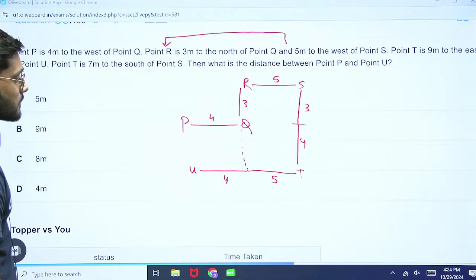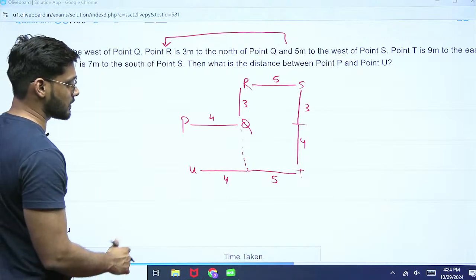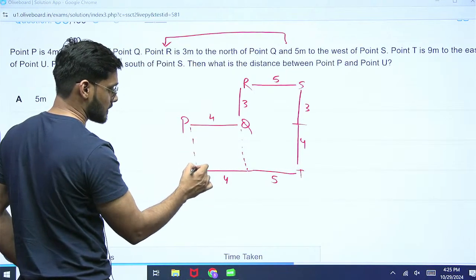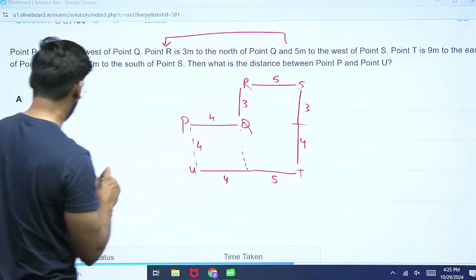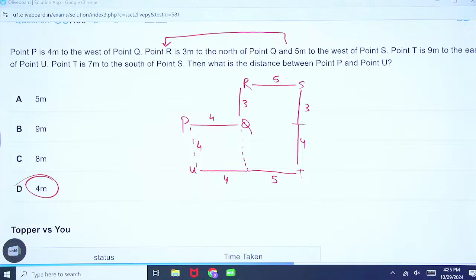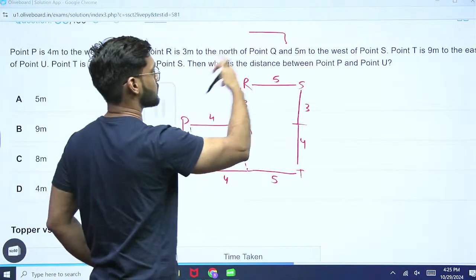Then what is the distance between P and U? We need to find the distance between P and U. The distance between P and U is this one. This one is 4, this one will also be 4. So the answer is option number D, 4 meter. Option D is the right answer. Okay, let's move on to the next question.